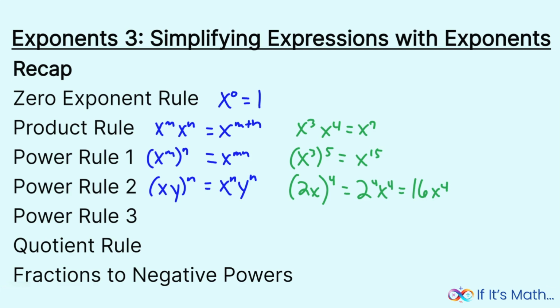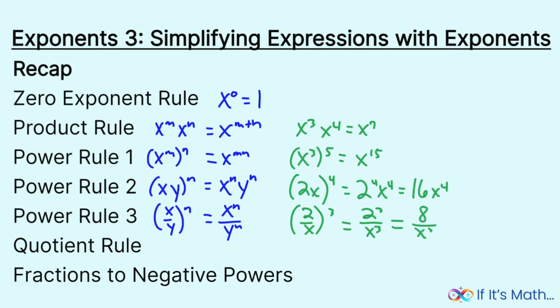Then the third power rule talks about fractions. So if you have x over y to the n, that is x to the n over y to the n. Again, if we think about an example, if you had 2 over x to the third power, that's going to give you 2 to the third over x to the third, which is just 8 over x to the third.